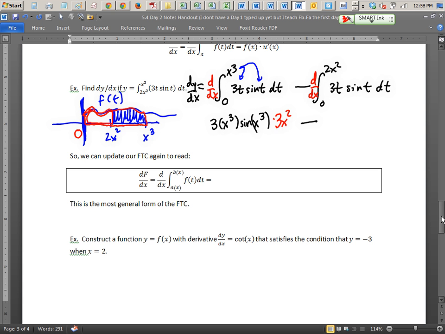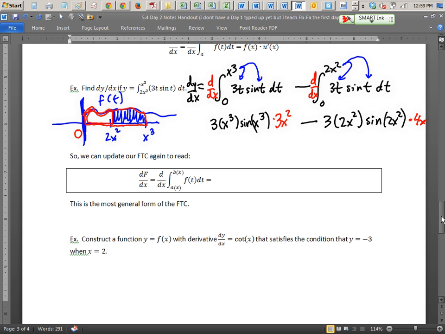So this second integral, again, we're plugging in the 2x squared both here and here. So we're going to get 3 times 2x squared times sine of 2x squared times, and what does the chain rule require of us? A 4x, right.